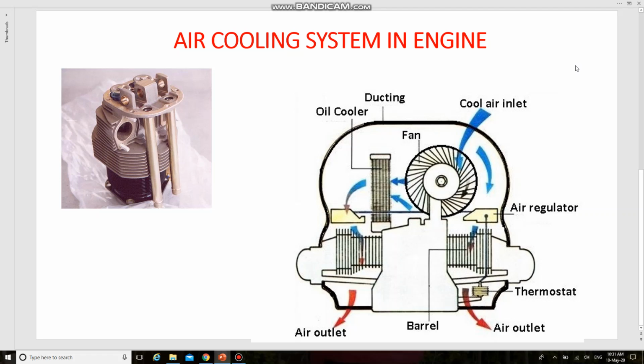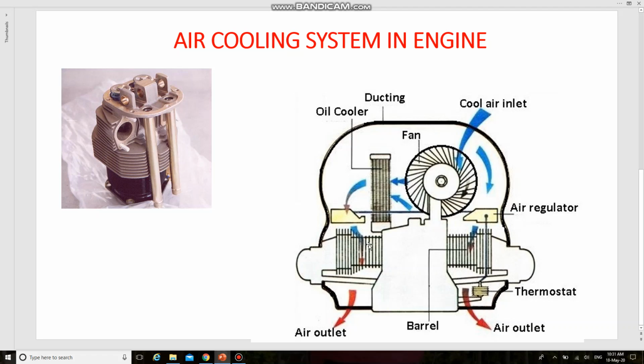Dear students, in this video we are going to see the air cooling system in an engine. In the air cooling system, the heat is dissipated directly to the air after being conducted through the cylinder walls. Air cooling systems have fins and flanges on the outer surfaces of the cylinder.